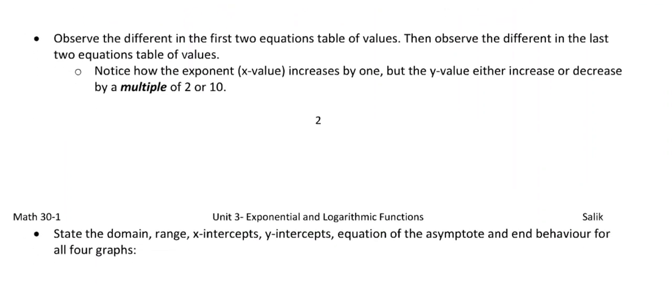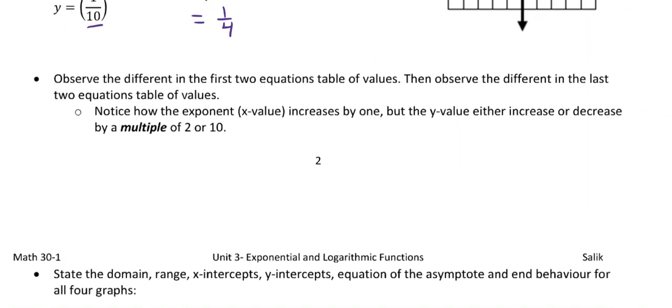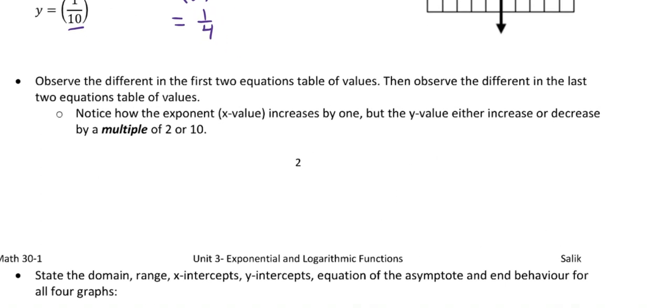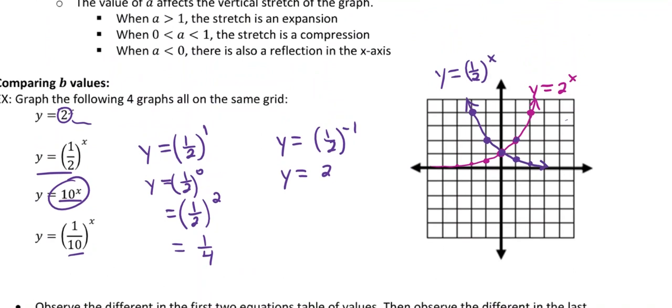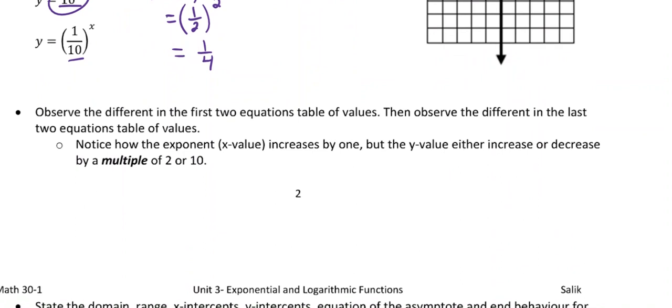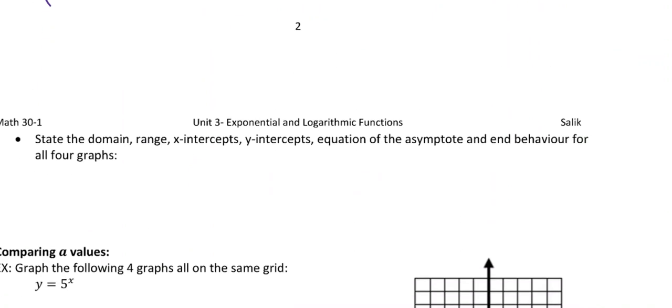Okay, so let's keep going. So yeah, let's do this one. It says, observe the difference in the first 2 equations' tables of values, then observe the difference in the last 2 equations' tables of values. No solution. That's pretty much what I was just saying there. Sorry, guys, that was that multiplier value every time. Yep.